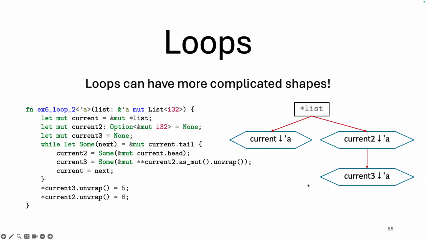Loops can have more complicated shapes. Unlike functions, loops are not just limited to bipartite graphs. You can have reborrowing inside of a loop to create a fancy shape. So now we can actually talk about the example why functions can actually have different bipartite graphs.